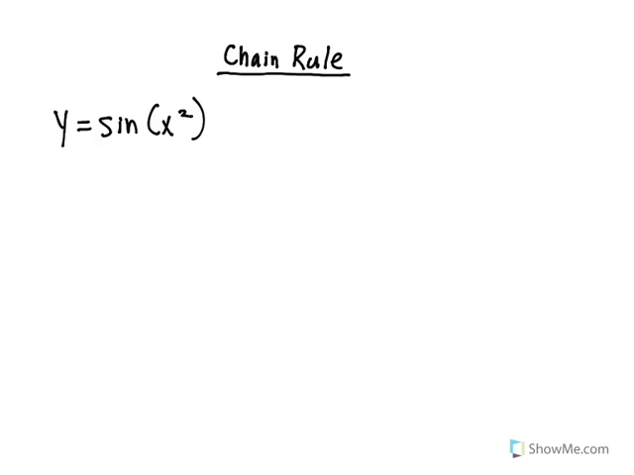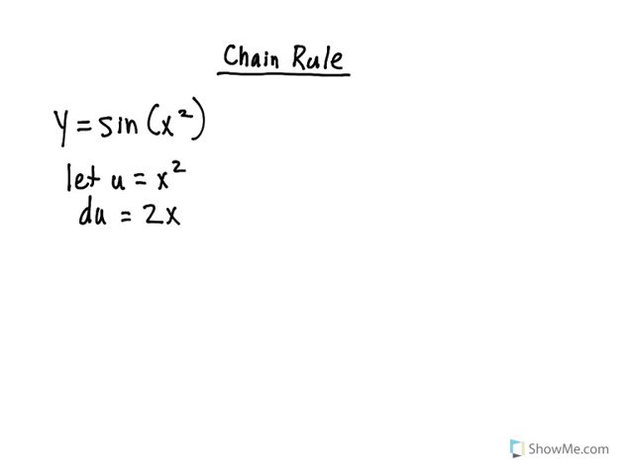Now, to apply the chain rule, we first need to define what our inner function is. And it's obvious from this problem that our inner function we will call u. So we'll let u equal x squared. And if we take the derivative of that, we will compute that du is equal to 2x.